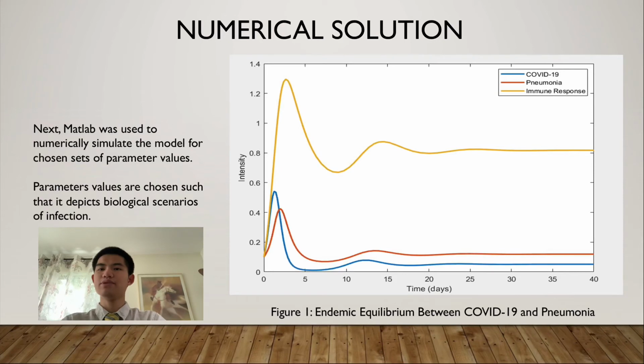Next, MATLAB was used to numerically simulate the model for chosen sets of parameter values. Parameter values are chosen such that they depict biological scenarios of infection. In Figure 1, we depict endemic equilibrium between COVID-19 and pneumonia. As you can see, as time moves on, there is coexistence between the immune response, COVID-19, and pneumonia.